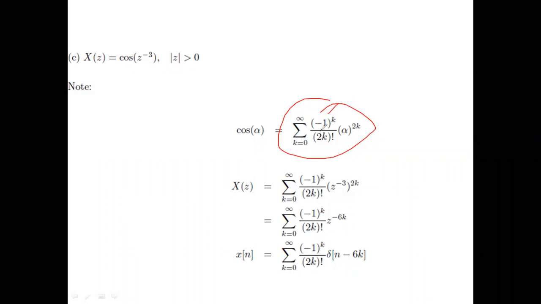Okay. So minus 1 to the power k, and in place of alpha, we have z to the power minus 3. Thank God it will expand in negative powers, right? So there is no conversion needed. Z to the power minus 3 to the power k is z to the power minus 6k. All these things, the summation and the constant, remain the same, thank God, since it is an LTI system. Only thing is z to the power minus 6k turns out to be delta n minus 6k.